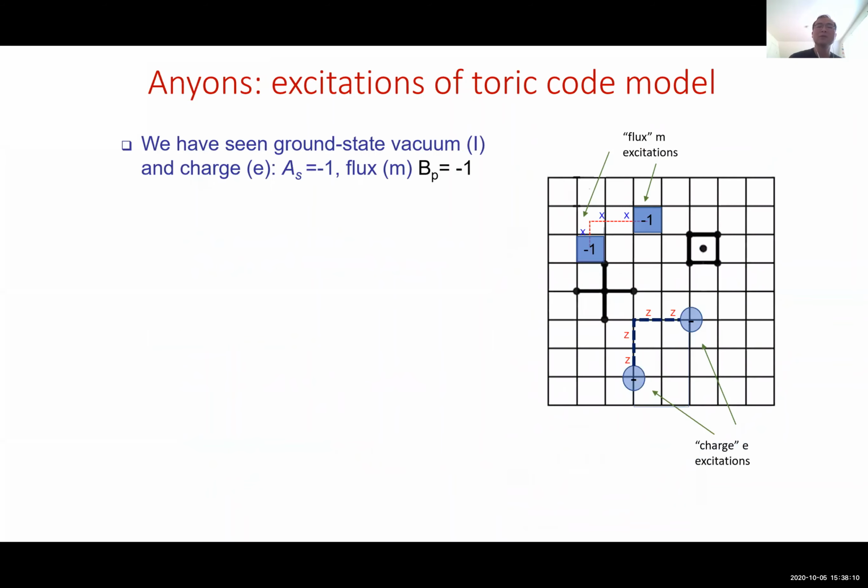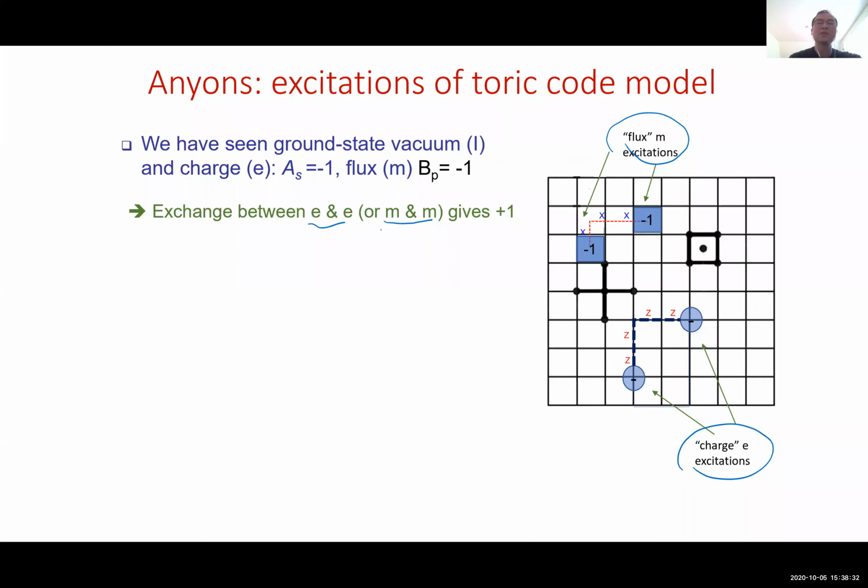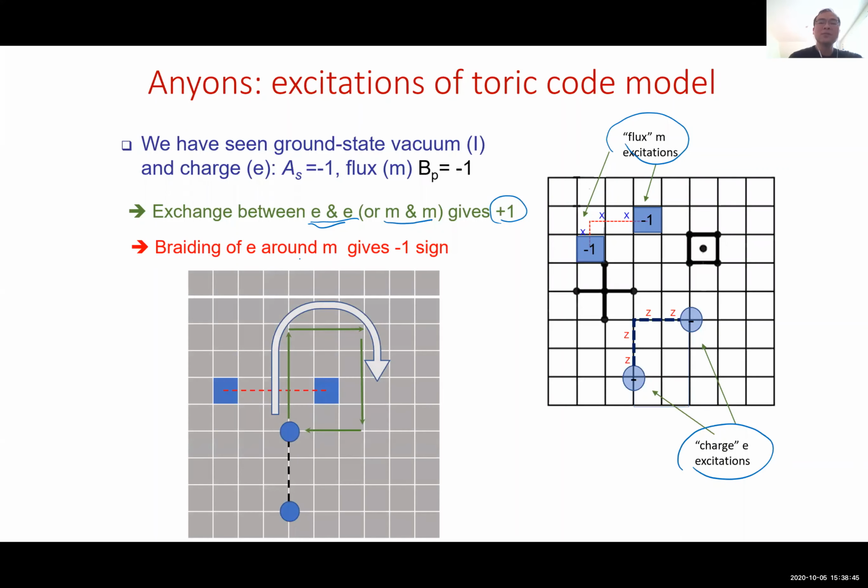Okay. So we talk about excitations. I introduced charge, flux, right? There's actually a third excitation, and we can also consider exchange between these excitations. First, exchange between these excitations gives +1, so the same type of charge or flux. We also call these anyons. Same type of anyon, they look like bosons, but there is a third type.